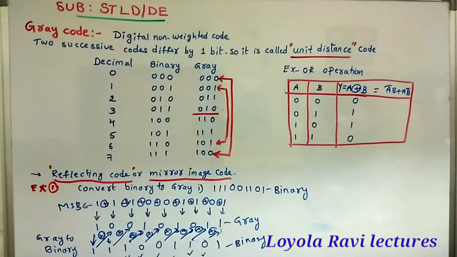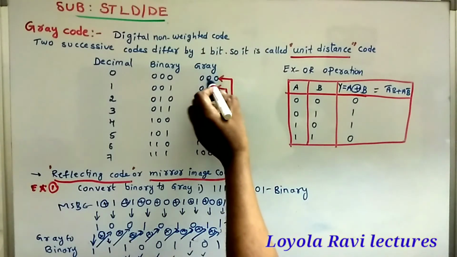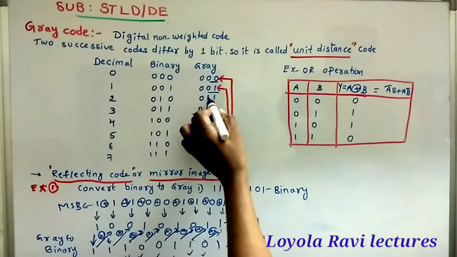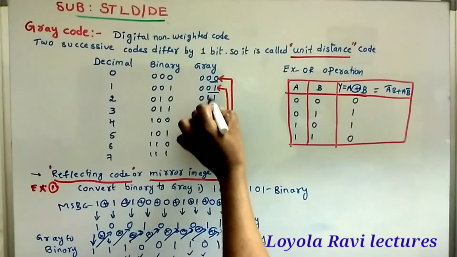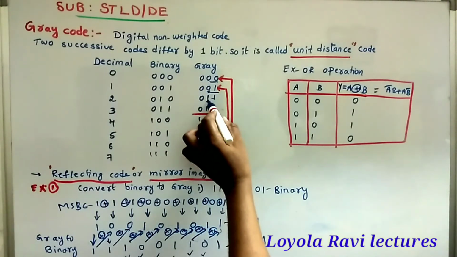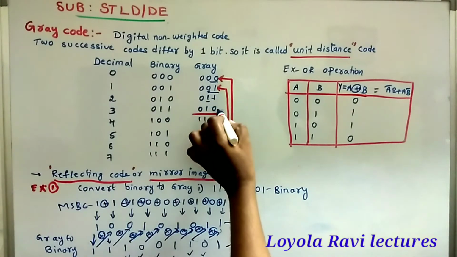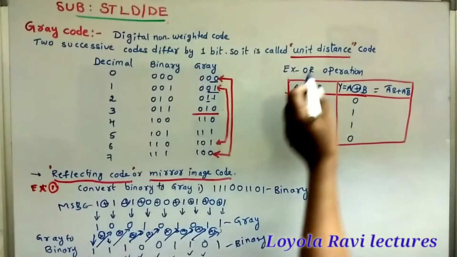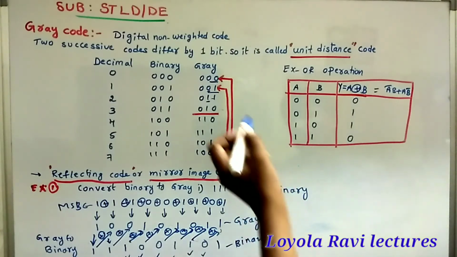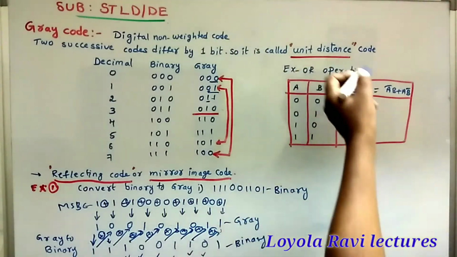Why it is called unit distance code, you can observe here. The last 2 bits 00, 01: 1 bit change. 01, 11: 1 bit change. Again 11, 10: 1 is same, 0 and 1 different. This is unit distance code. Like this we observe for all successive codes. Those differ by 1 bit. That's why this is called a unit distance code.